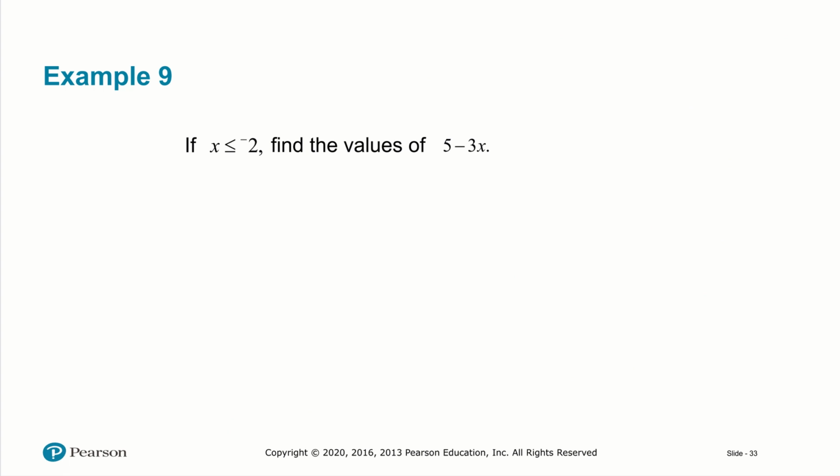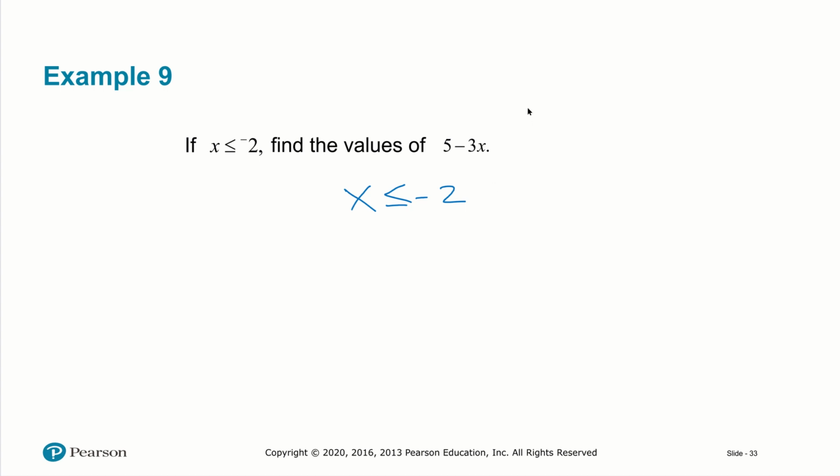All right, here's the last problem we're going to look at for the lesson proper. Then we'll look at some homework problems. So here we know that we start with x is less than or equal to -2. And if that's the case, we want to find out what the values of 5 minus 3x will look like if this is true about x, right?